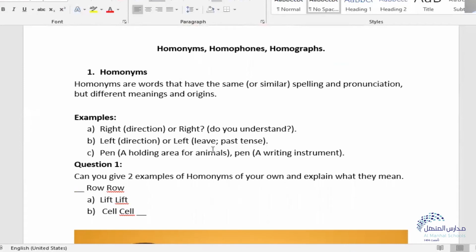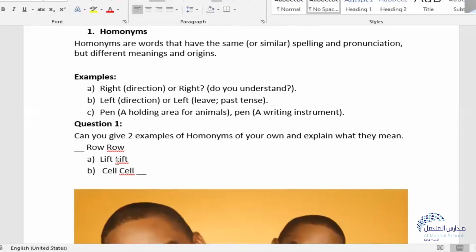Here we looked at three kinds of words: homonyms, homophones, and homographs. There we defined each of the parts of grammar, gave some examples, and the students had to give two examples of homonyms of their own and explain them. So the first one was lift and lift. Lift meaning to pick something up. Lift also meaning to give somebody a ride somewhere, so "I will give you a lift."